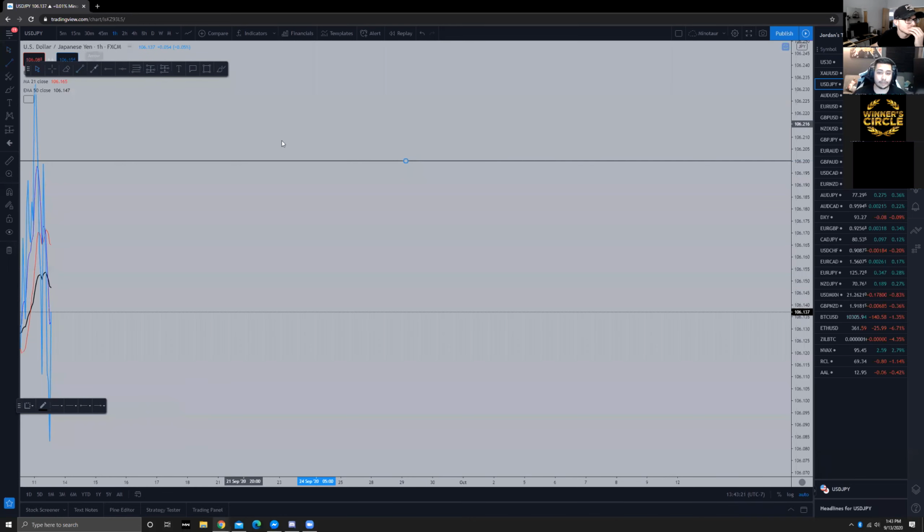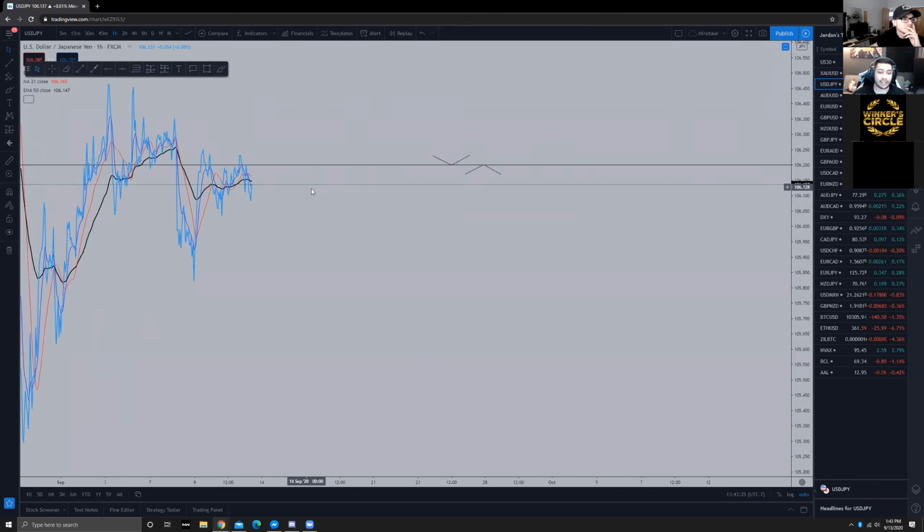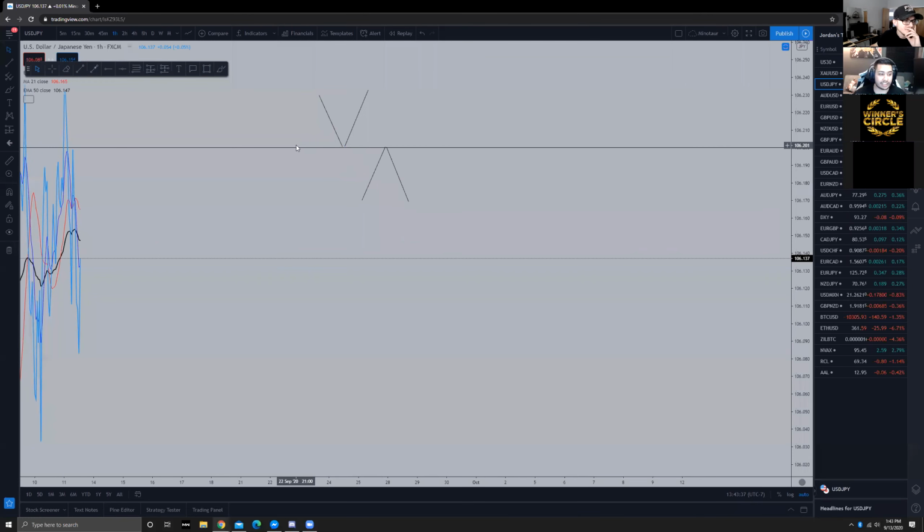You'll either see a touch on each side. You'll see price action come and literally touch place for place. There's going to be no gap. It's just going to be absolutely perfect.